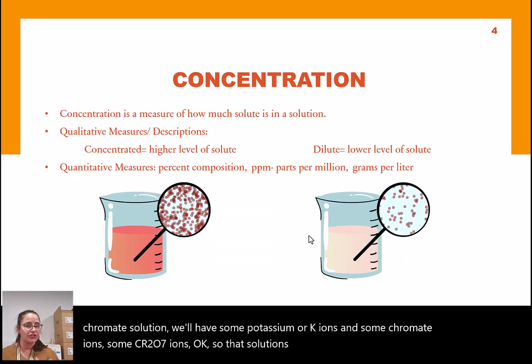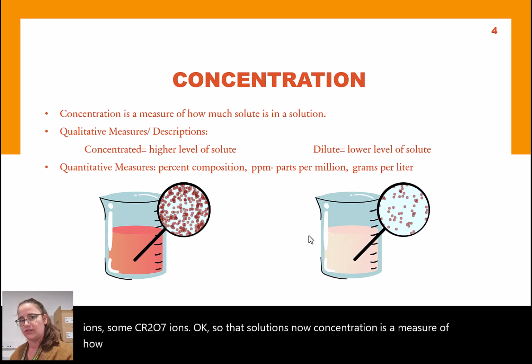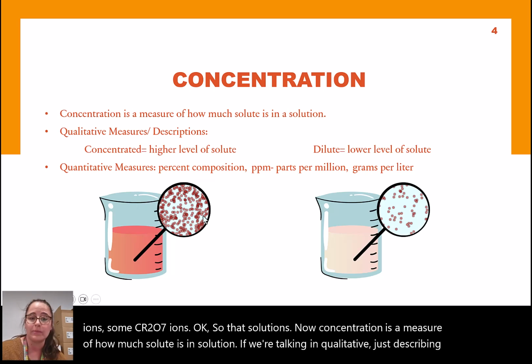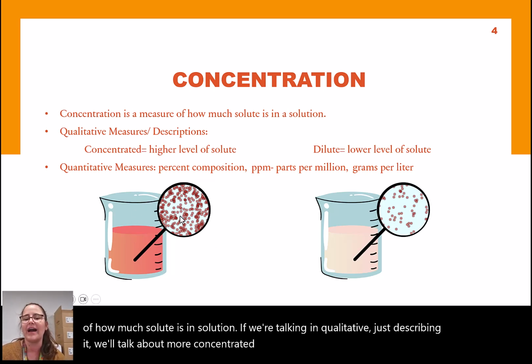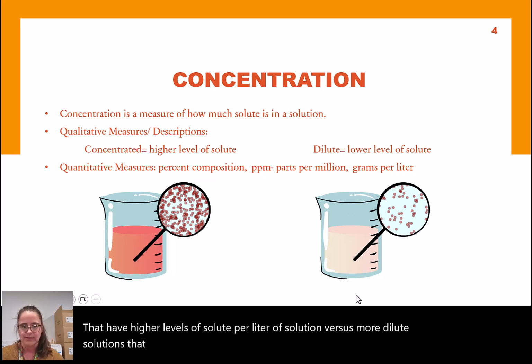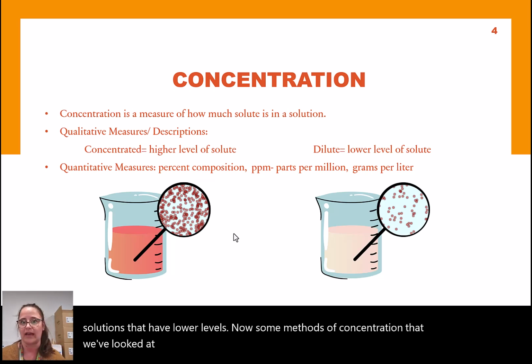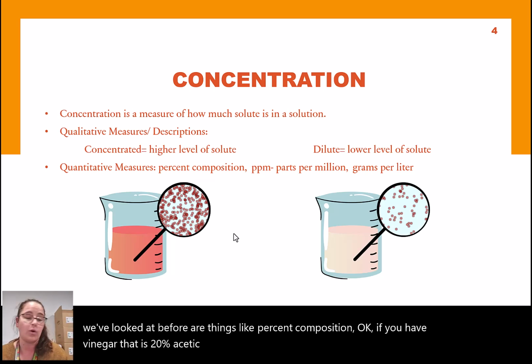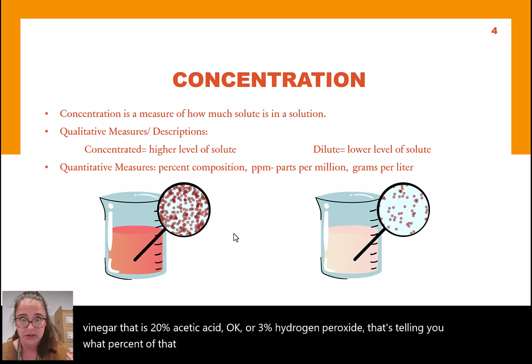Now, concentration is a measure of how much solute is in solution. If we're talking qualitatively, just describing it, we'll talk about more concentrated solutions that have higher levels of solute per liter of solution versus more dilute solutions that have lower levels. Some methods of concentration that we've looked at before are things like percent composition. If you have vinegar that is 20% acetic acid, or 3% hydrogen peroxide, that's telling you what percent of the solution is the hydrogen peroxide.